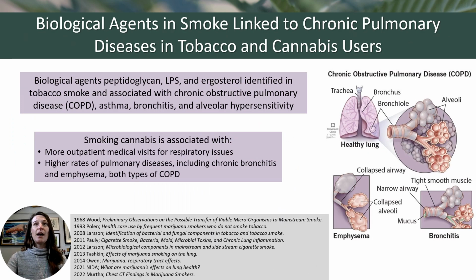And that's what we see in some of these other studies in tobacco and diseases that we see in cannabis users. So these biological agents can also be found in smoke. So not only are we finding living organisms in smoke, but we're also finding all their bits and pieces that can carry over from heavily contaminated product into that smoke. So biological agents like peptidoglycan, LPS, and ergosterol have all been identified in tobacco smoke, and they're associated with these chronic inflammatory diseases like chronic obstructive pulmonary disease, COPD, which is pictured on the right here, and we'll talk about shortly, asthma, bronchitis, and alveolar hypersensitivity.